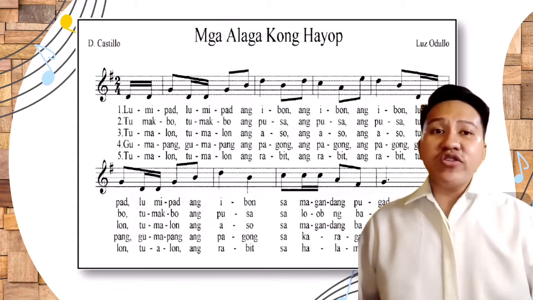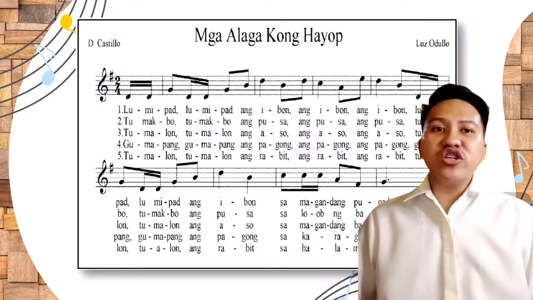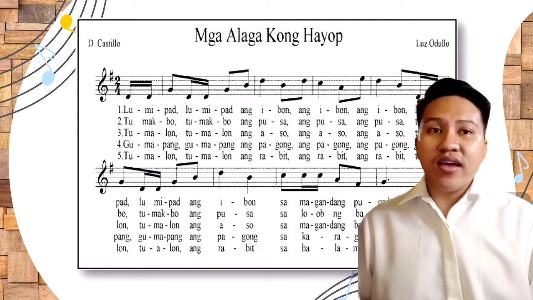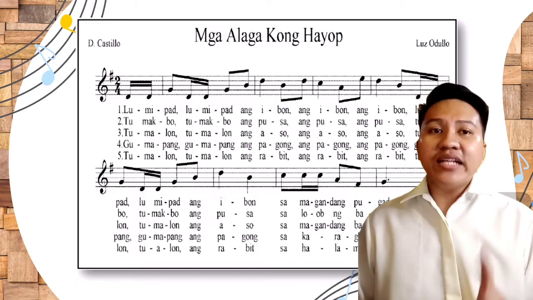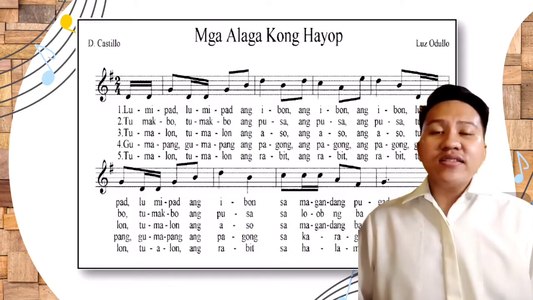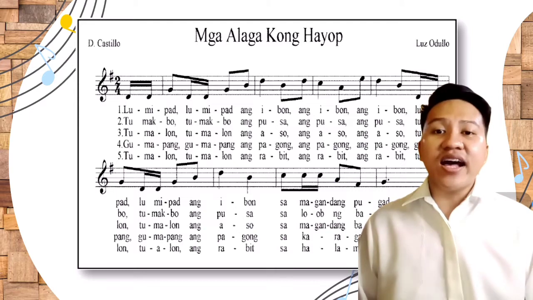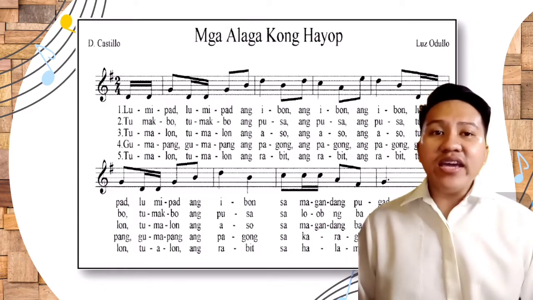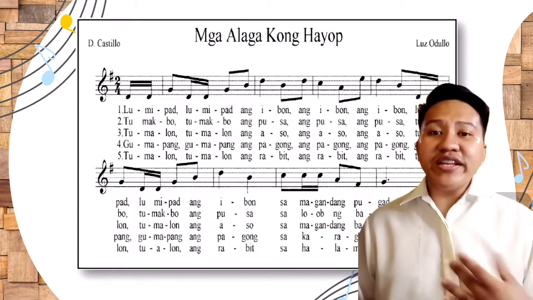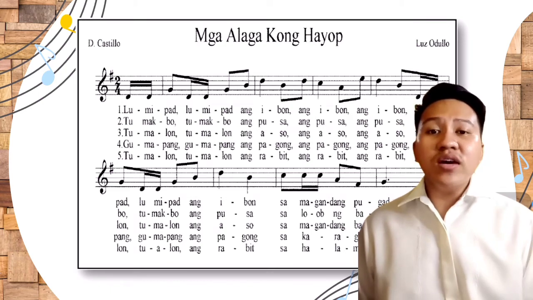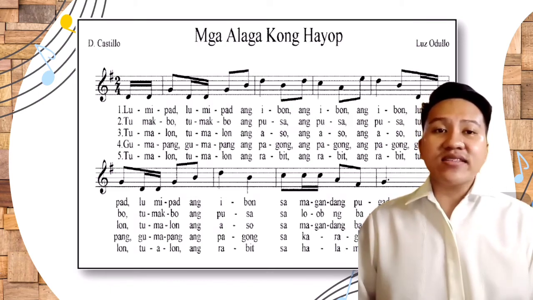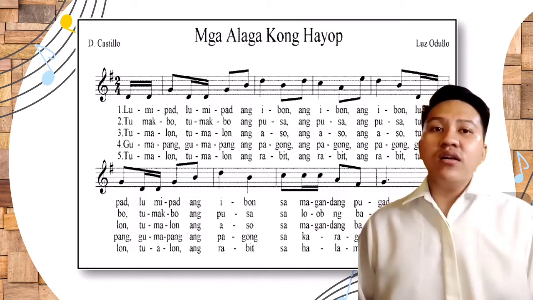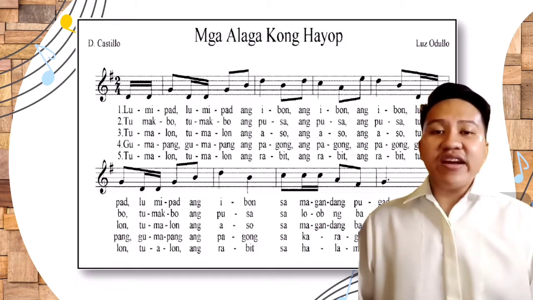Now, let us start your collaborative activity. You need to sing the lyrics simultaneously. After the first group, the next group will follow, okay? As you can see on the screen, the lyrics of the song, Mga Alaga Kong Hayop, are already provided. So you need to follow the order of your group as you sing each line of the lyrics. At the count of three, you must start. 1, 2, and 3. Ready? Sing!